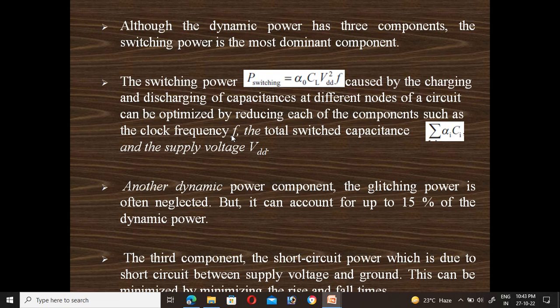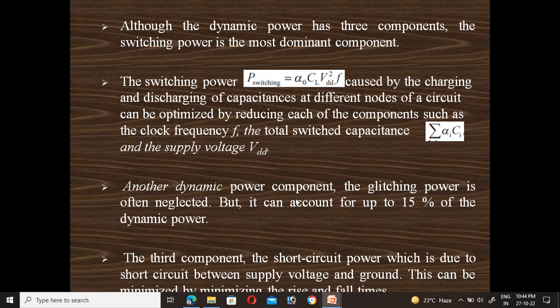If you reduce the frequency value, power dissipation decreases. If you reduce the supply voltage, power dissipation decreases. If you reduce the load capacitance as well as the internal capacitance, power dissipation is also reduced. That means we take the individual components for reduction, which leads to a decrease in power dissipation.